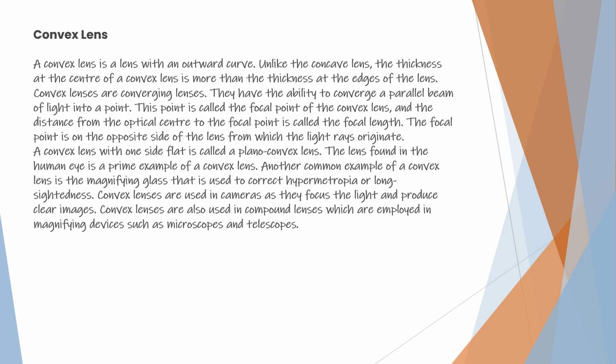Convex lens. A convex lens is a lens with an outward curve. Like the concave lens, the thickness at the center of the convex lens is more than the thickness at the edges of the lens. Convex lenses are converging lenses. A convex lens is used as a camera lens. It is also used in microscopes. And guess what? Human eye is a convex lens too. Image formed is greater than the object.